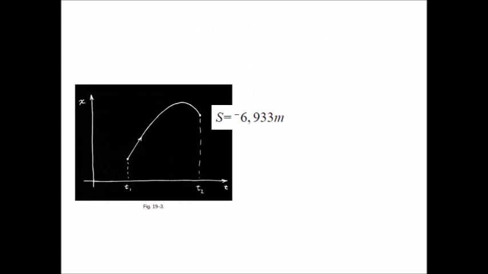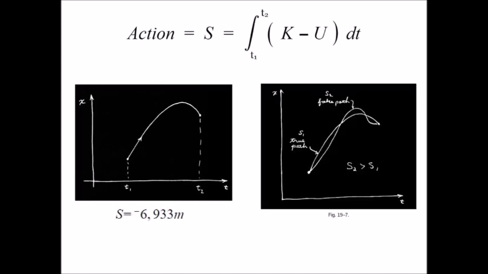And there it is. Our action, negative 6933 times the mass. That's the action for that path. And I tell you that that action is least. And I hope you believe me. Let's consider variations to the path. Again, thank you to Feynman. These are just beautiful diagrams.